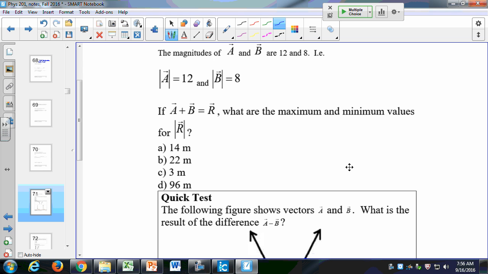Yeah? No. I mean, we will, but not in this case because it's not a right triangle. You can only use that for right triangles. But we're going to get to that.